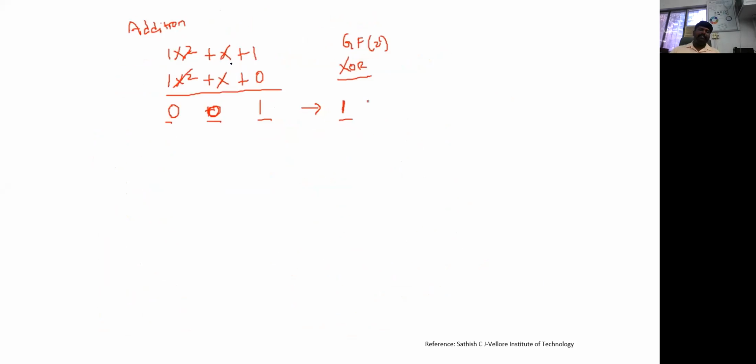So for example, if I take the two values, 1x square plus ax plus 1, and 1x square plus x plus 0, and I do the addition operation, the addition is automatically an XOR operation when we talk about polynomials. So all the operations here are in terms of XOR only. We know that if the two values are the same, the XOR operation produces 0 as a result, right? 1 and 1 will get 0, 1 and 1 will get 0, and 0 and 1 will get the result 1. I hope this is clear.